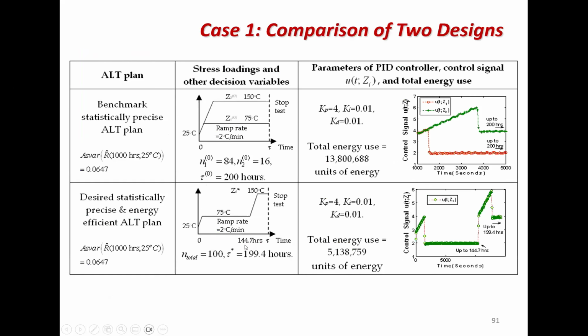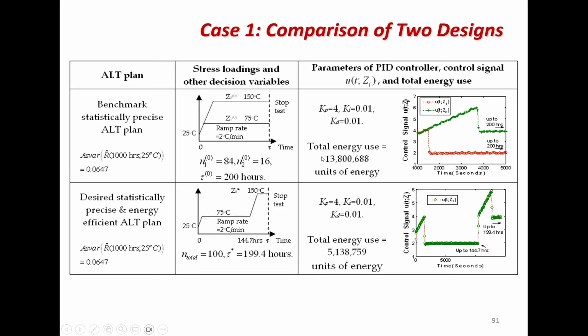And it turns out, this is the benchmark statistical plan, and this is the alternative testing plan we came up with in the second step. And then this is the setting for our PID controller for this testing plan. See here, initially this is a ramp stress test in our benchmark plan. And it turns out we only need to use this ramp stress test, and we put all the test units under this alternative stress loading, and we can evaluate the energy consumption.